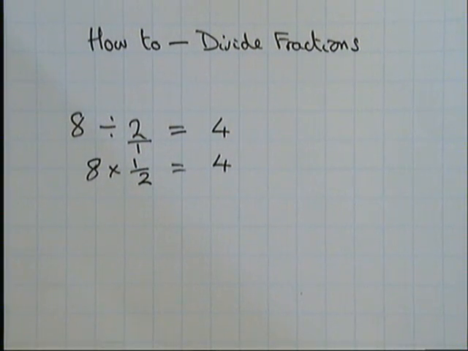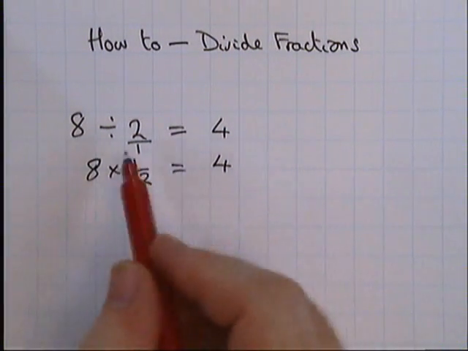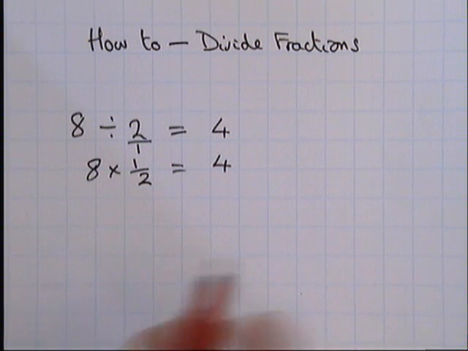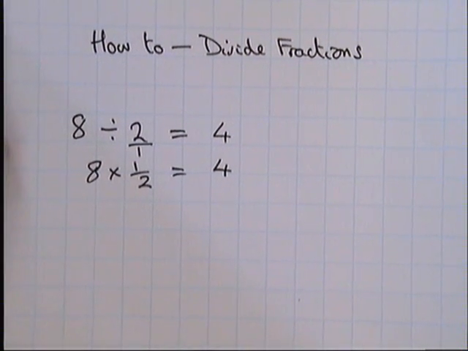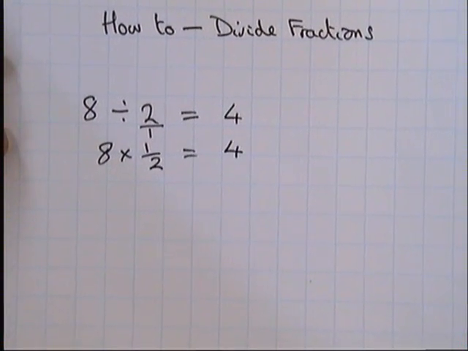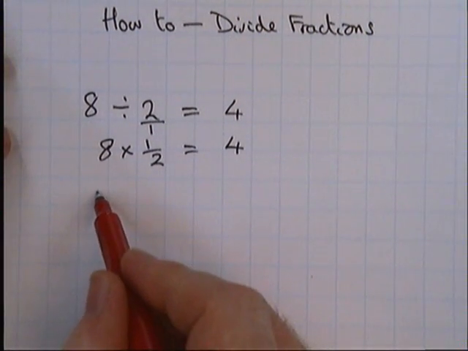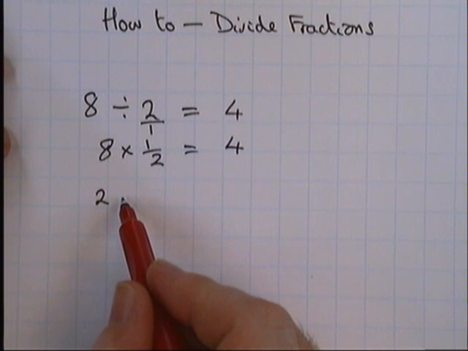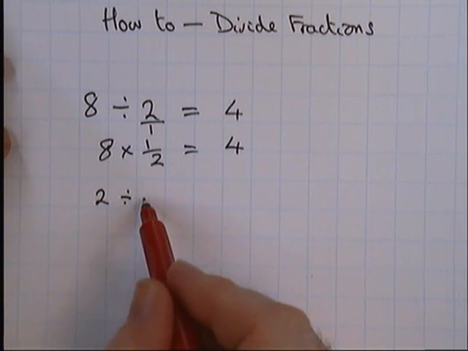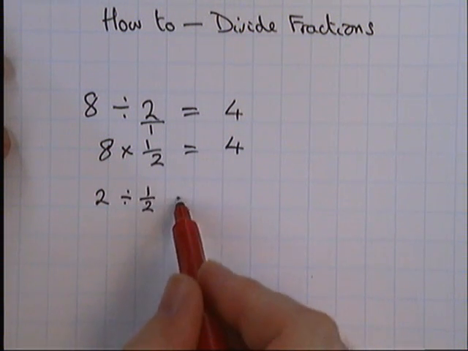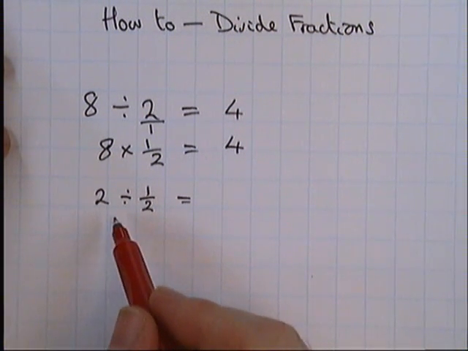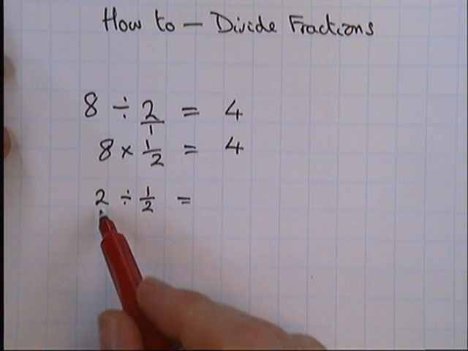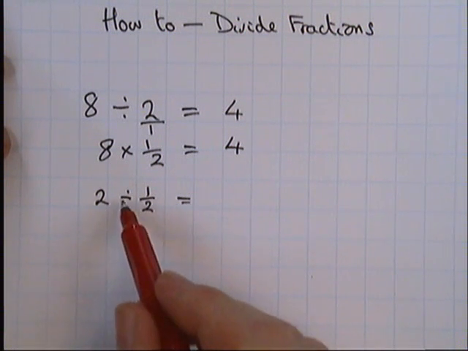And 2 can be written as 2 over 1. We'll come back to that in a minute, because there's a little saying that we recommend you learn to help you remember this, but I'm just showing you why it works. What about 2 divided by a half? How many halves are there in 2? That's another way of saying division. Well, there's 2 halves in 1, so there's 4 halves in 2.